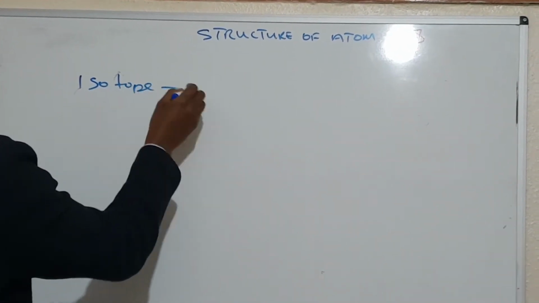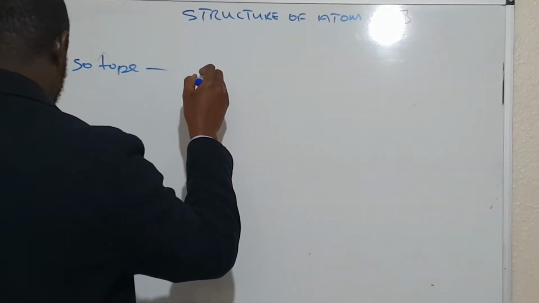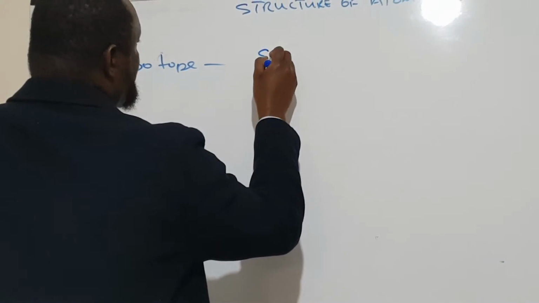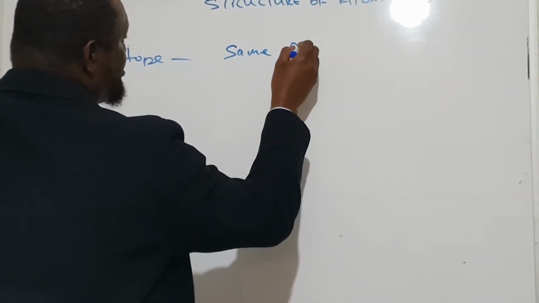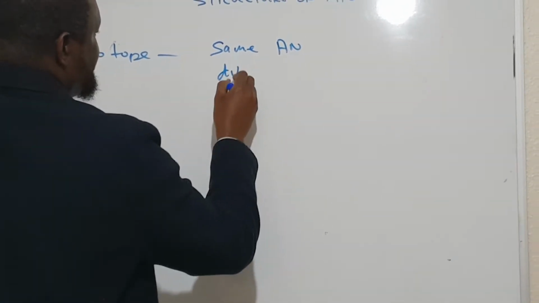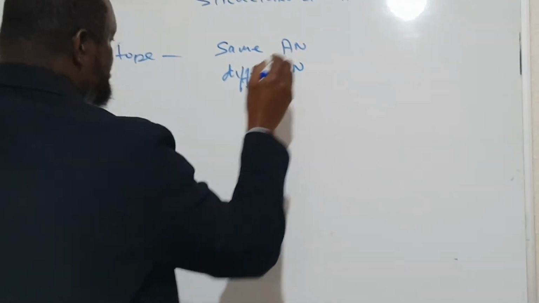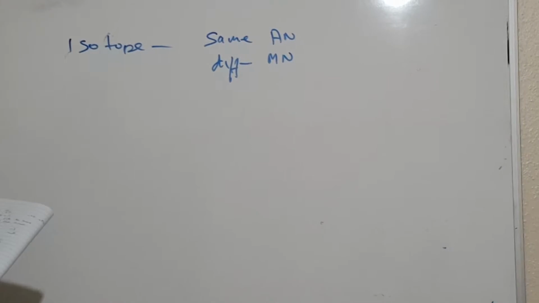Okay. Yesterday we did this, isn't it? Yes. It means it's an element with the same atomic number. Okay. Same atomic number, different mass number. That's what an isotope is.